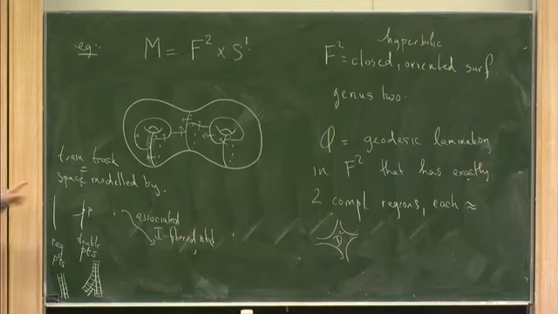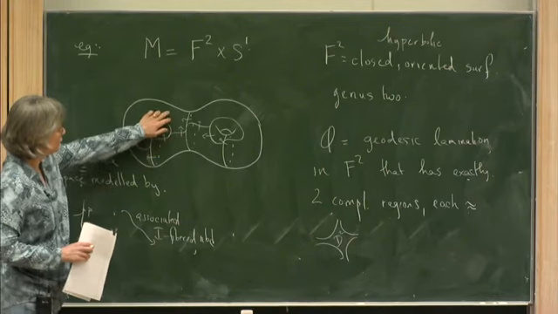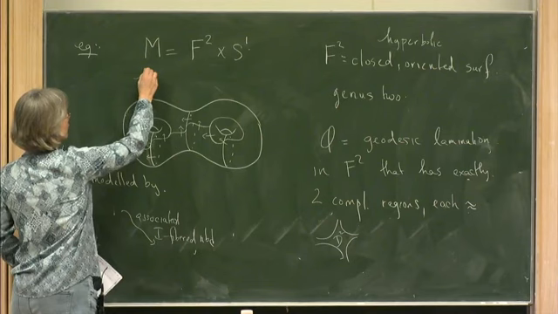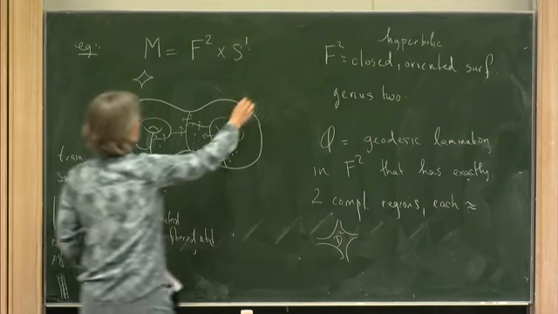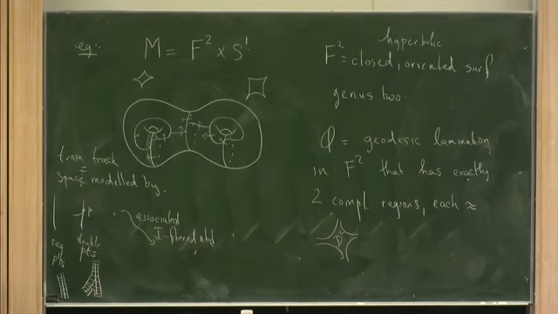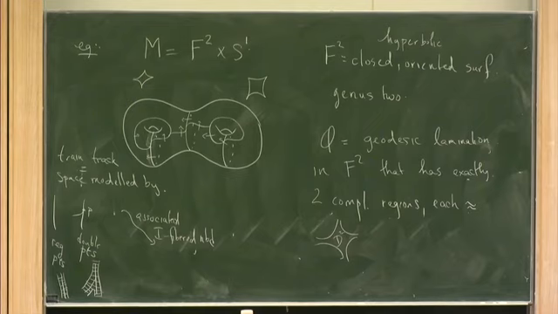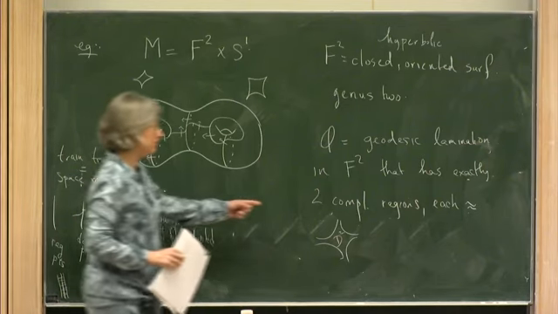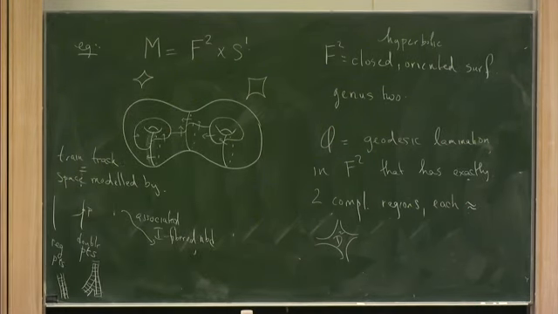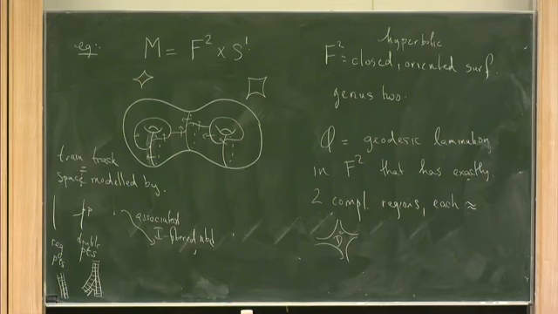But if I look at this train track, I can see that I've got two complementary regions that look like 4 cusp disks. And I'll just say that there's a way of making precise everything that I just said. So if I have a geodesic lamination, I can choose one that has exactly 2 complementary regions, each one homeomorphic to a disk with boundary S1 minus 4 points.